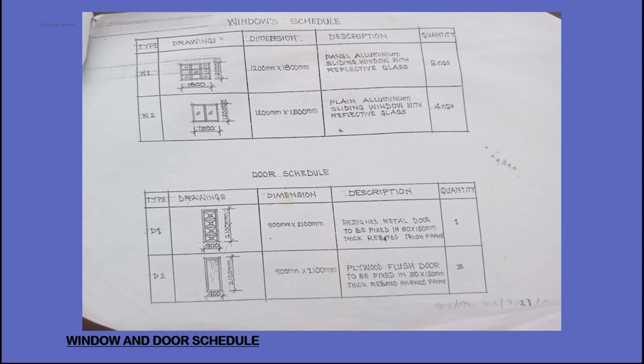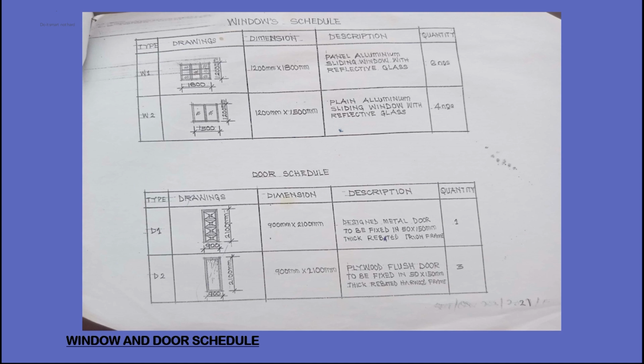So we have two types of window and two types of door. The first type of window is 1,800 by 1,200, and the second one is 1,500 by 1,200. So those are the two types of window that we have. The first one, we have 6 numbers. The second one, we have 4 numbers.